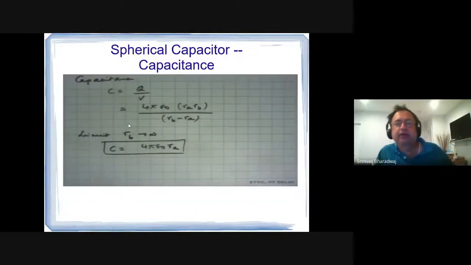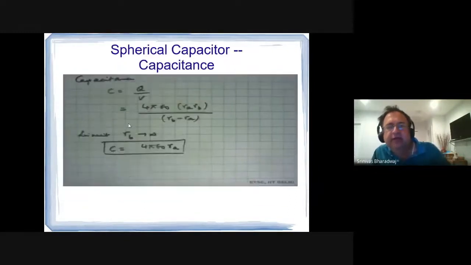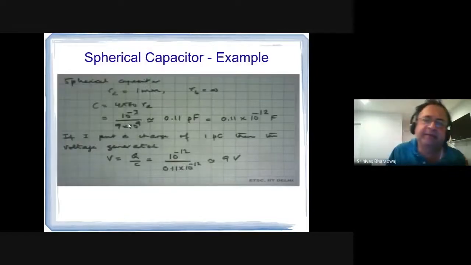Now, if you made RB, the radius of the outer sphere, very, very large, then you just end up with the inner sphere, 4 pi epsilon naught RA. Okay, and using that you can then calculate it.